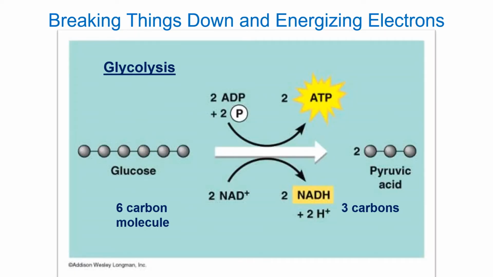Here's the greatly simplified overview of glycolysis. We start with a glucose molecule, which is a 6-carbon molecule. It's going to be broken down into 2 3-carbon molecules, and those are known as pyruvic acid molecules. In the process, we're going to generate 2 ATP. We get a net gain of 2 ATP. We also get a net gain of 2 NADH, and that's an electron carrier, remember. It's going to carry electrons to the electron transport chain.